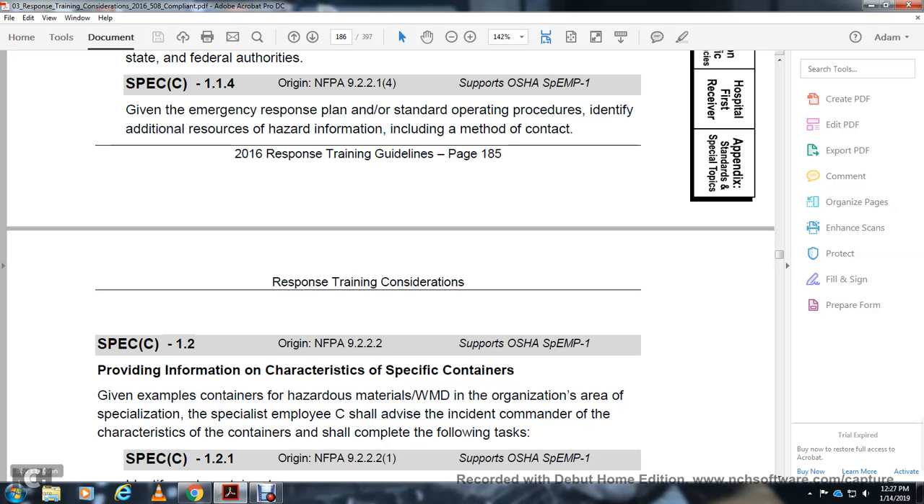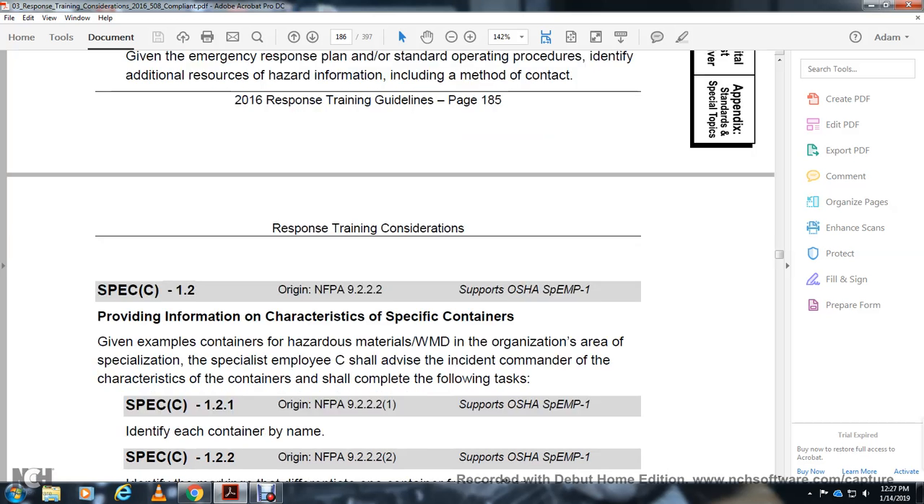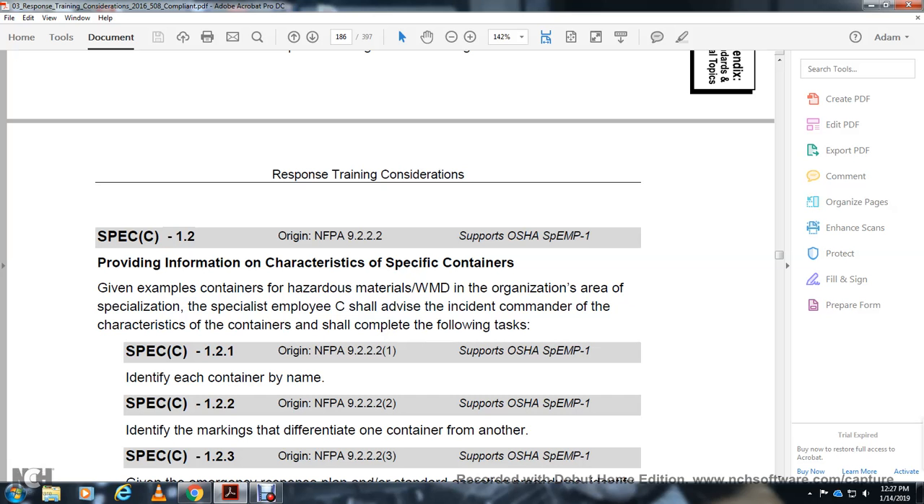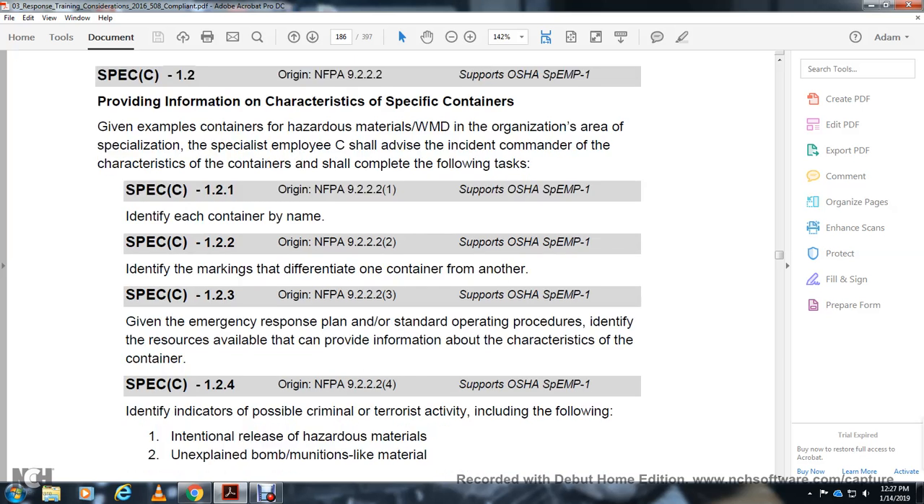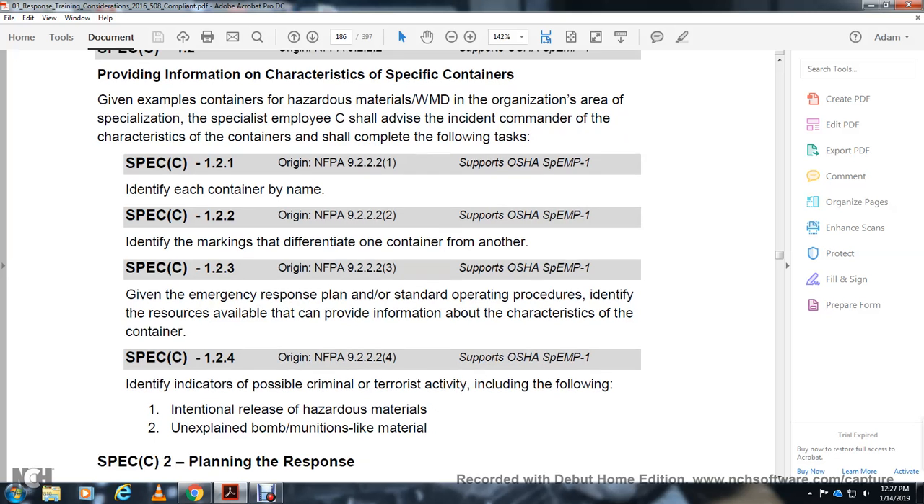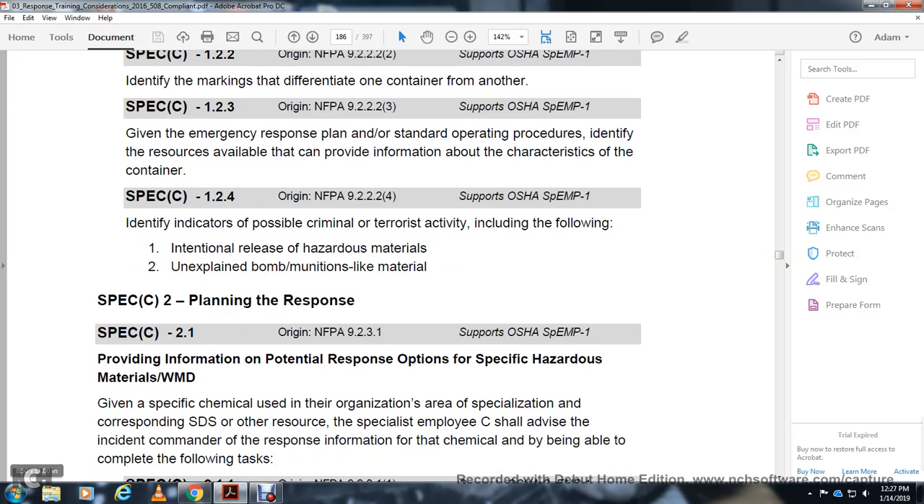Provide information on the character of specific containers, giving an example of a container that has a weapon of mass destruction in the organization's area. Specialist employee C shall provide the incident command with the character of the container and complete the following tasks: identify each container by name, identify the markings that differentiate one container from another, and identify the resources available to provide information on the character of the container. Identify indicators of possible criminal or terrorist activity, including the following initial relief: hazardous material, unexplained bomb or munitions, and likely material.